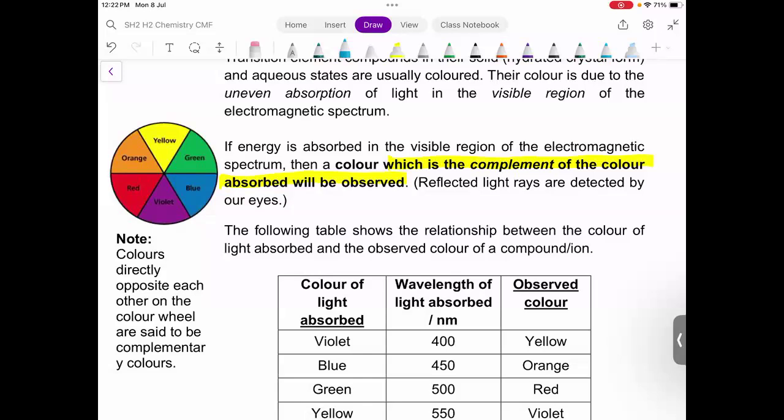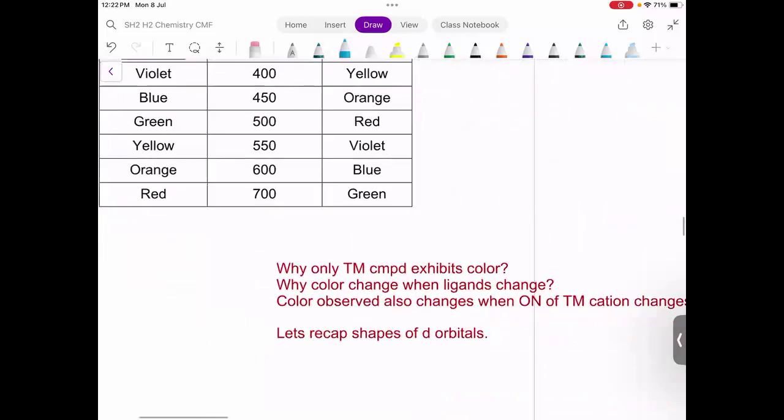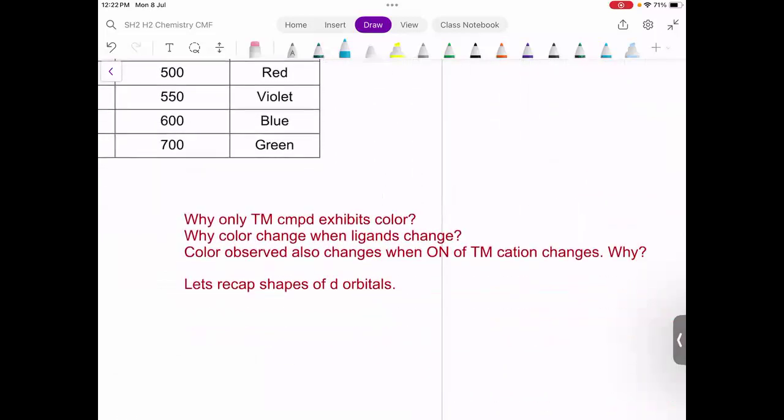Okay, ultraviolet. So up to this point, you should be having these questions in mind. How come only transition metals exhibit color? Why are main group metals colorless? Why is there a color change when my ligand changes? Why is there a color change when there's a redox reaction? All right, so let's recap some of your year one topics.